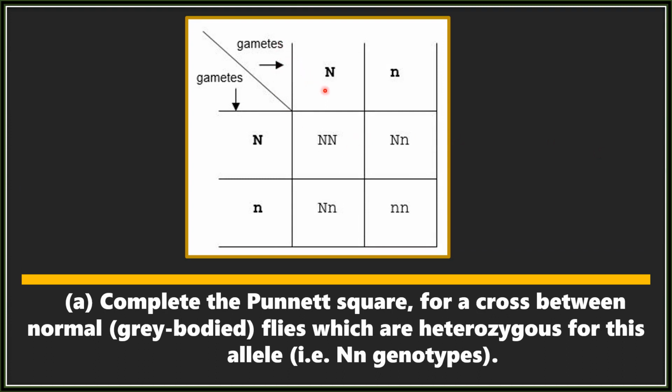If we have the genotype capital N, small n, capital N, small n, those are our gametes. We shall get capital N, capital N, capital N, small n, capital N, small n, small n, small n. That's how our Punnett square is going to be filled when we have heterozygotes being mated together.